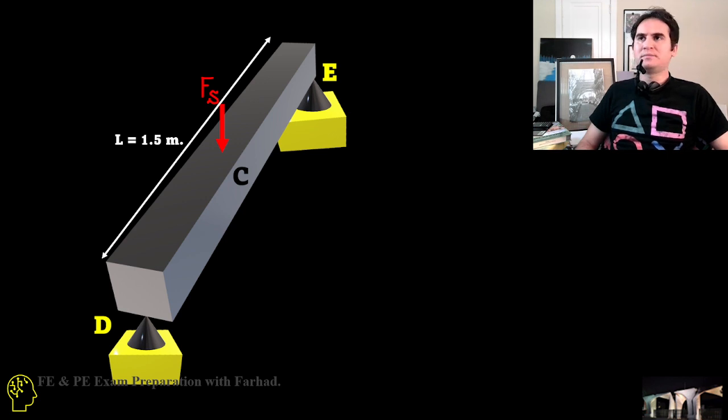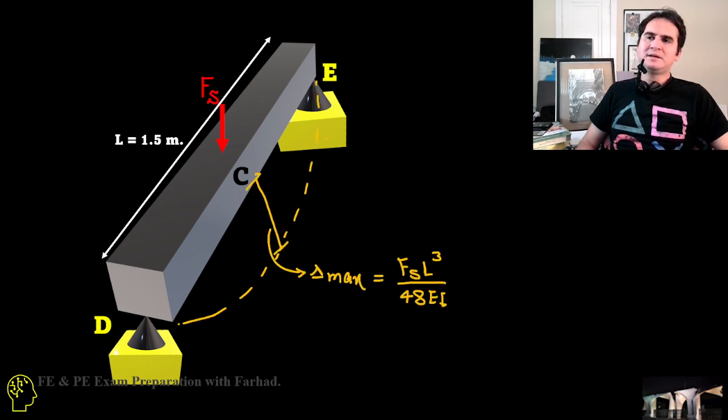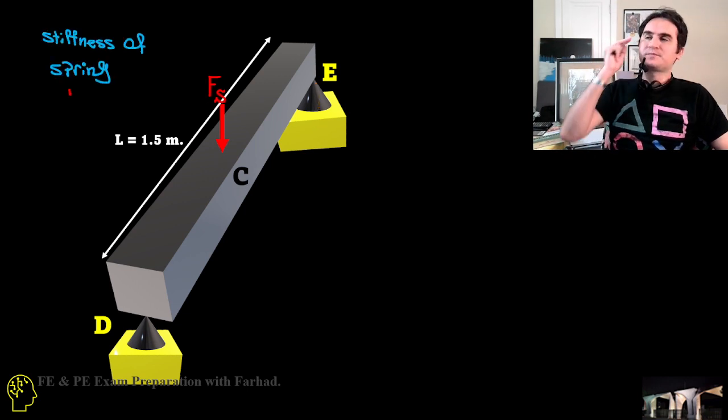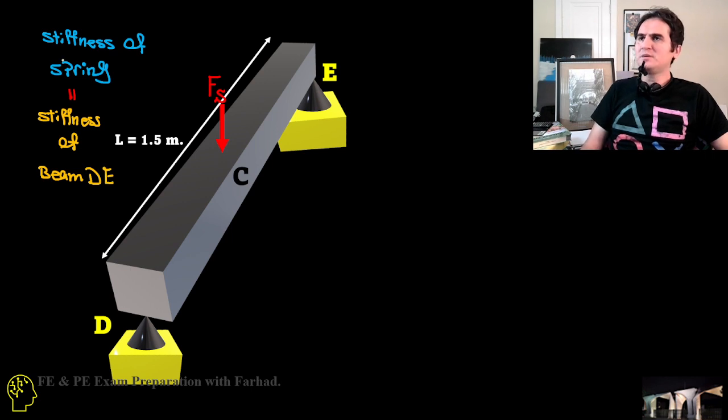And the same amount of Fs applies to the below beam, because that's the only force applied to the below section. In that case, delta maximum for the below beam DE is Fs L cubed over 48 EI. So let's have a closer look at the problem. The stiffness of the spring is exactly the stiffness of beam DE, because we just simulate beam DE with the effect of a spring.